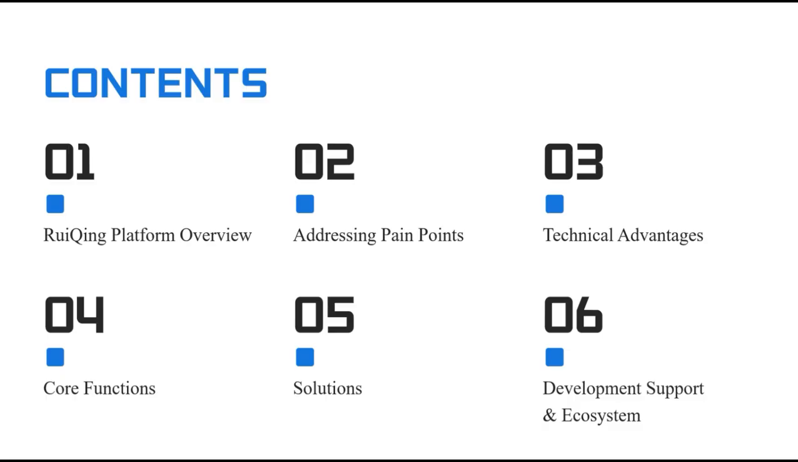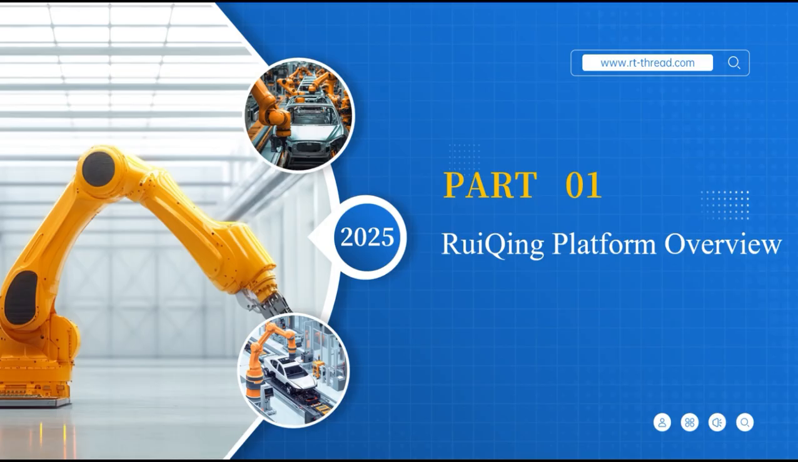Before we dive into the details, let me give you an overview of today's agenda. We will cover six major sections. First is an overview of the RuiQing platform and its architecture. Second, the pain points in traditional industrial development that we aim to solve. Third, our core technical advantages. Fourth, the six integrated core functions. And fifth, our solutions for industrial development, and finally, our development support and ecosystem. So let's begin with part one, the RuiQing platform overview.